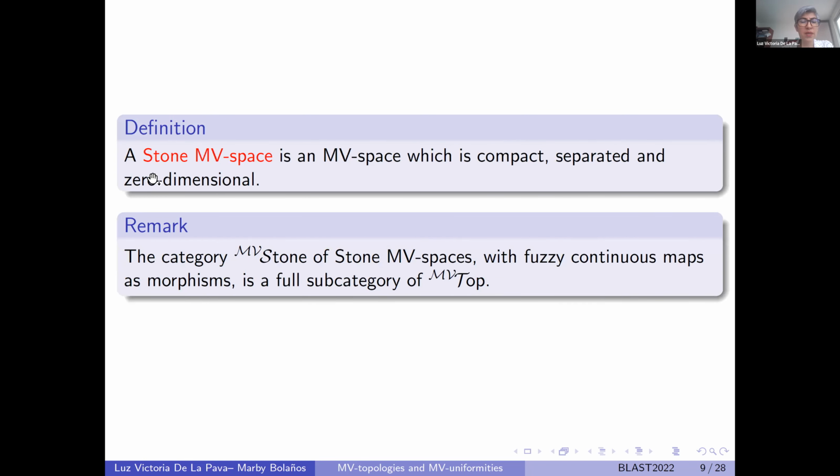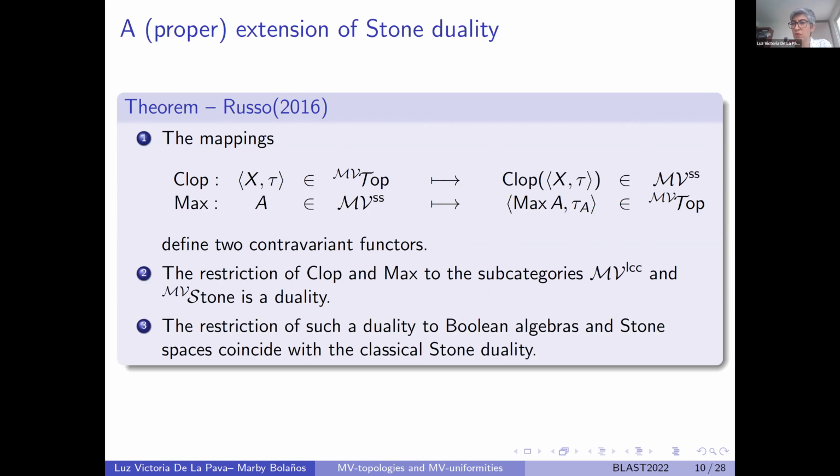So a Stone MV space is an MV space which is compact, separated, and zero-dimensional. The category of Stone MV spaces with quasi-continuous maps as morphisms is a full subcategory of MV topological spaces. So this is the theorem that extends the Stone duality.